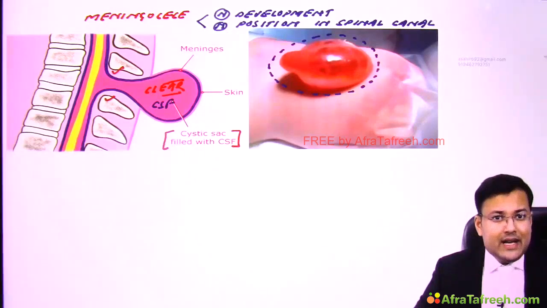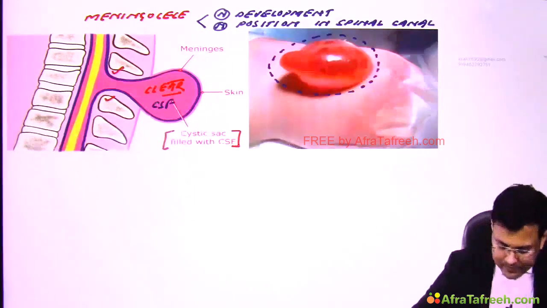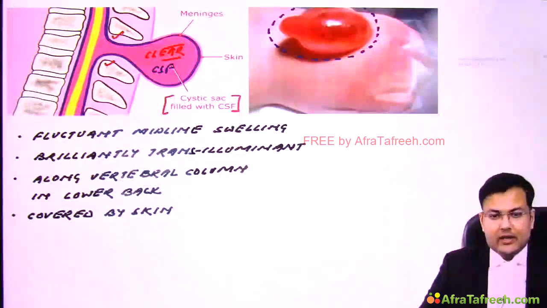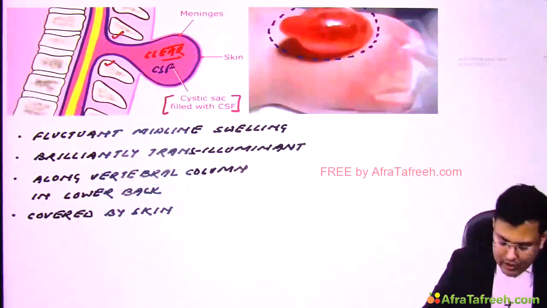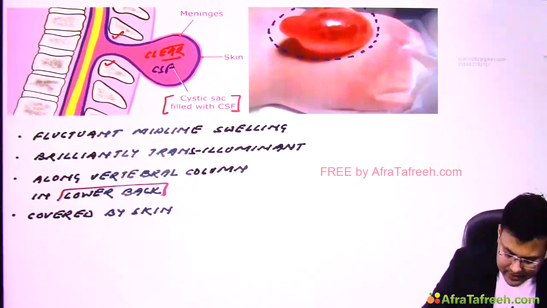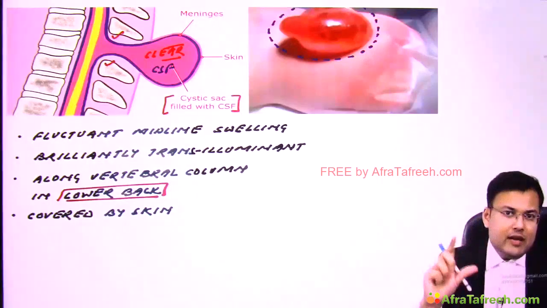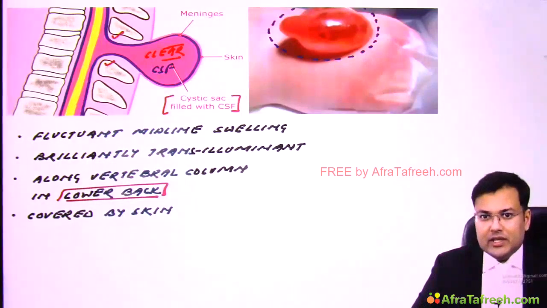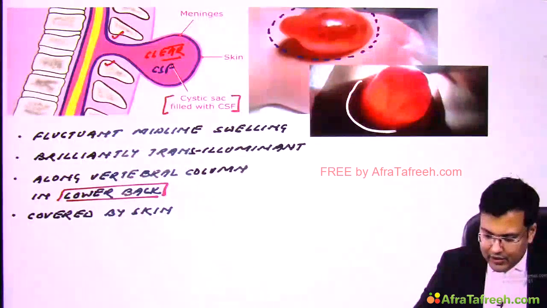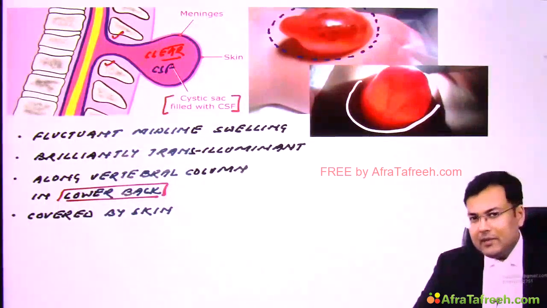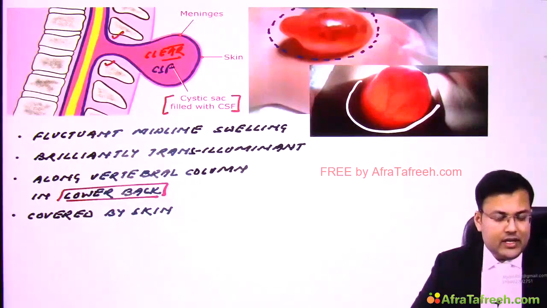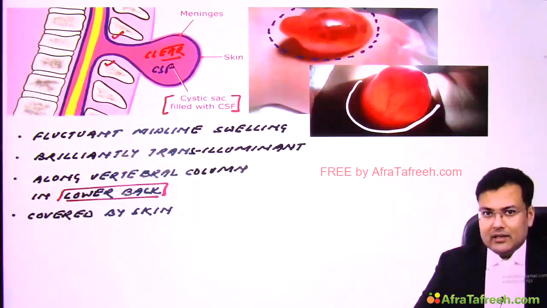Meningocele is brilliantly transilluminant. So what's the exact location? It is located along the vertebral column in the lower back. Clear? Covered by skin, it is brilliantly transilluminant. Now see how it looks like whenever we are going to perform the transillumination test. So here you can see how it looks like. So on performing the transillumination test, you can see it is brilliantly transilluminant.